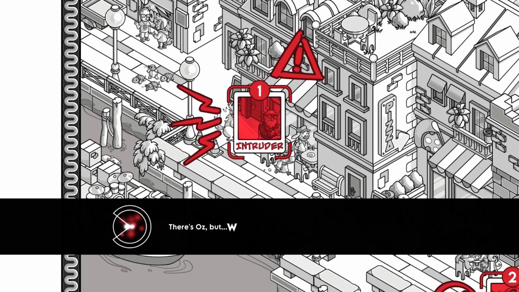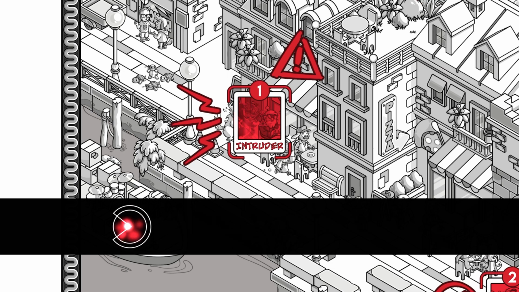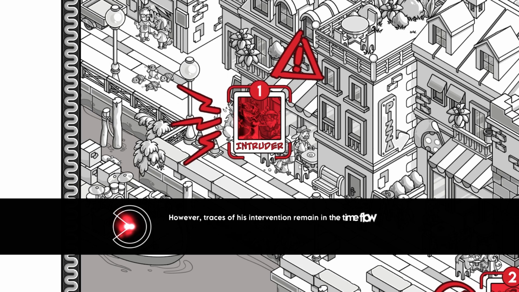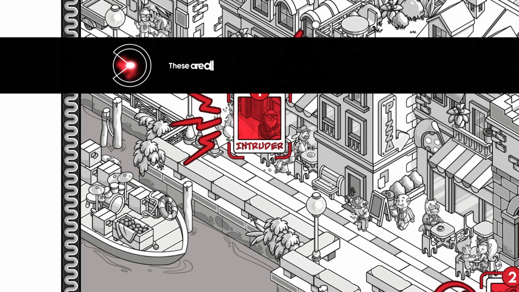Intruder! There's Oz, but... What? Have you seen it too? Are my sensors acting funny? There's a person next to him, an intruder who seems to come from, well, outside the time flow. I can't stabilize the image because it disappeared when my system tried to pull information from it. However, traces of his intervention remain in the time flow. Watch Oz carefully. The anger he feels isn't natural. It must have been caused by the intruder.